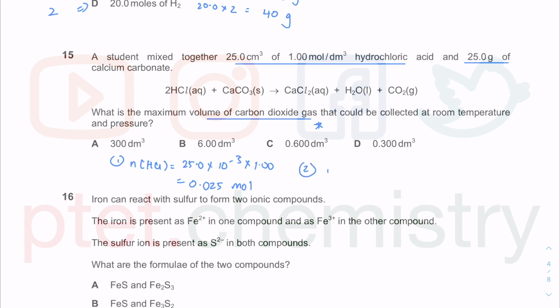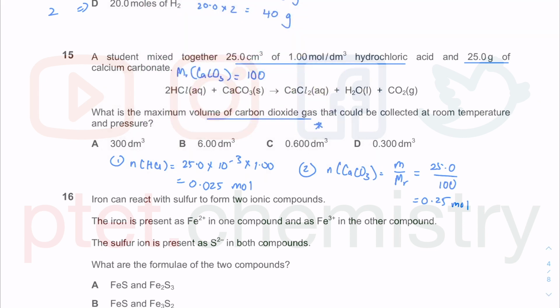Now the next bit is the mole of the calcium carbonate. The mole of calcium carbonate is mass over Mr, and your mass is 25.0 gram. The Mr of calcium carbonate, you can work out from the periodic table. 40 plus 12 plus 16 times 3, they give you 100. And therefore, just 25 divided by 100, I get 0.25 mole. From this equation, 1 mole of calcium carbonate requires 2 mole of HCl. This is what you do. 1 mole of this needs 2 mole of these.